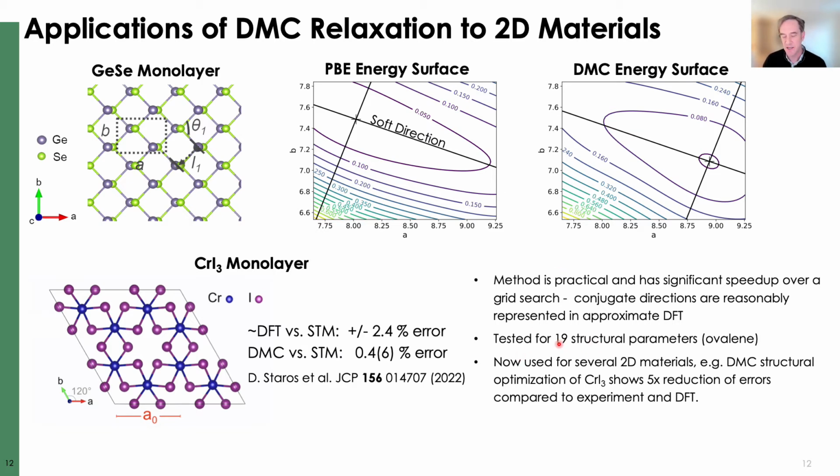This is actually being tested up to nearly 20 structural parameters, so it will work for a lot of the 2D materials that we are interested in. And for example, we've applied it to chromium triiodide in this publication, where the diffusion Monte Carlo structures are now much closer to the experimental data.